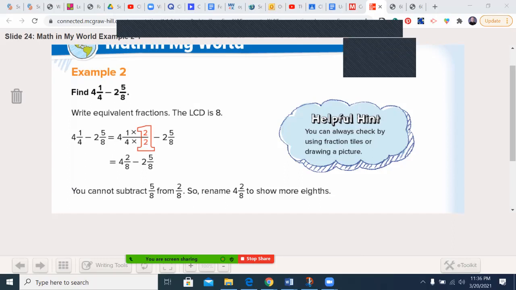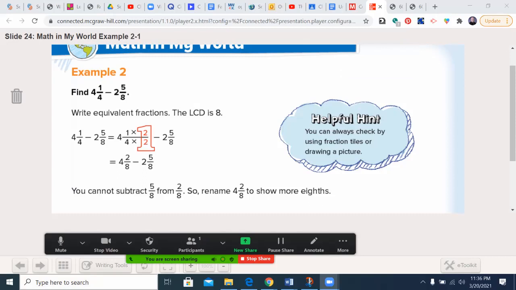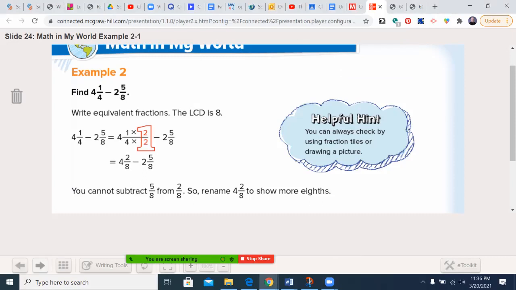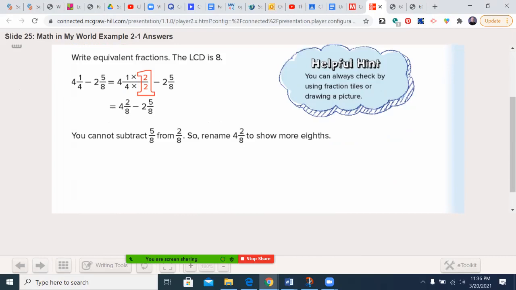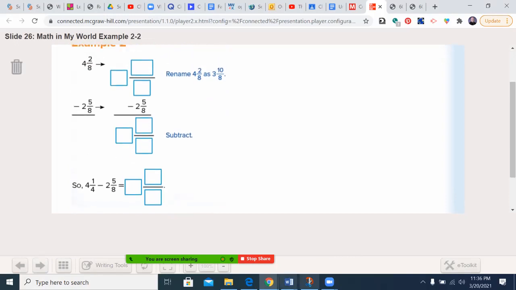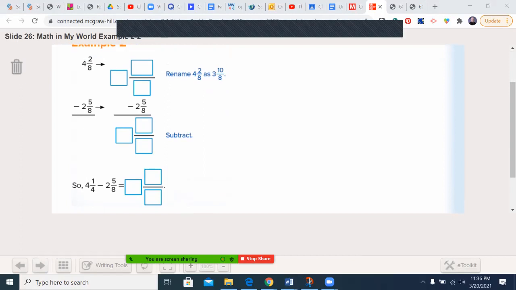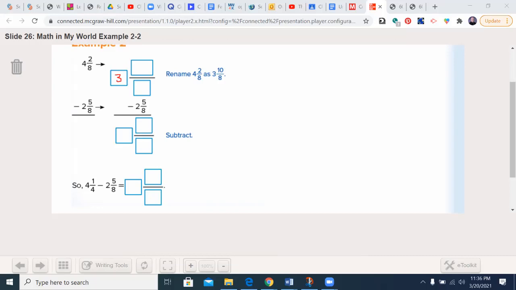I guess I don't have to do that. 4 2/8 to show more 8s. So as I move to the next spot here, 4 2/8, I'm going to take 1 away. I'm going to regroup. When I regroup, I add the denominator and numerator, so I get 10/8. So there's 3 10/8 minus 2 5/8.